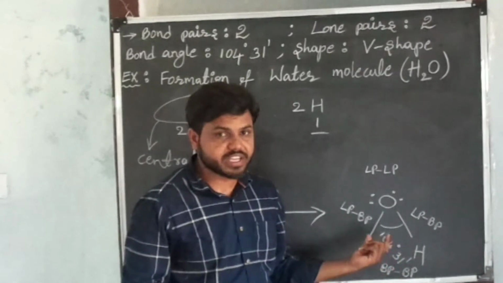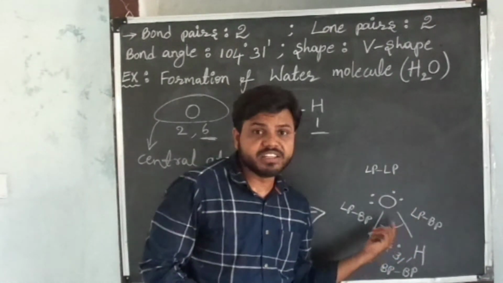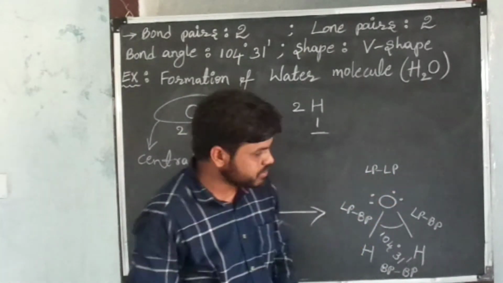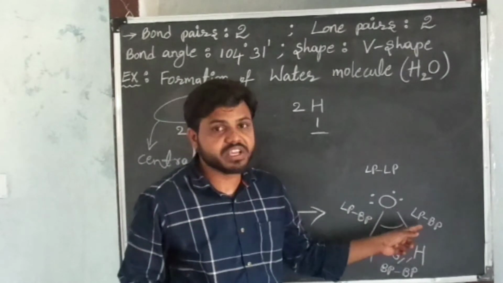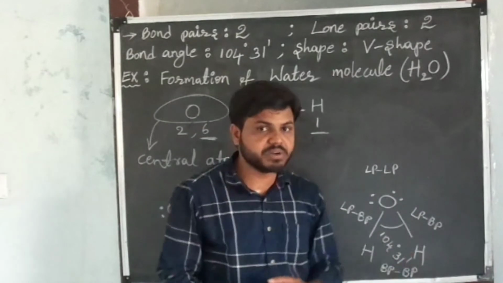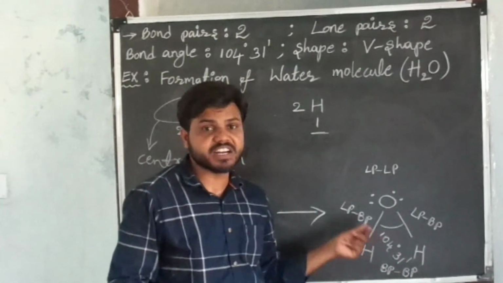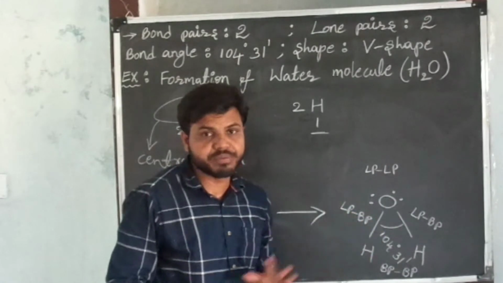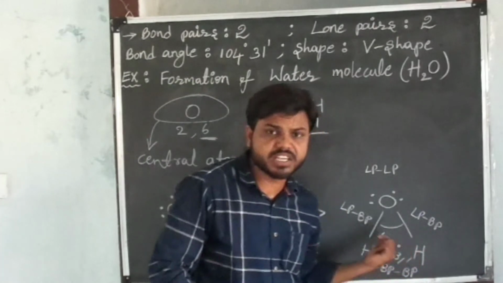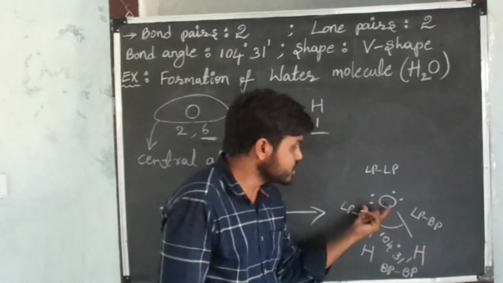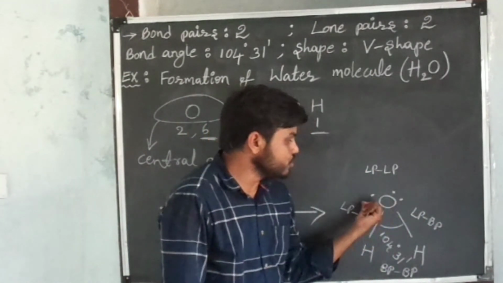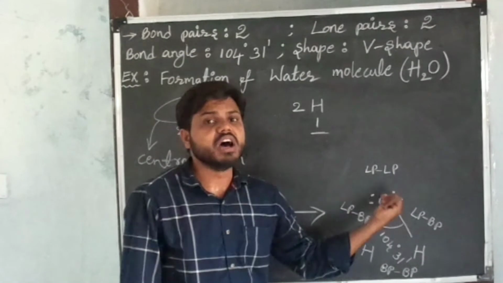By looking at the structure we can say we have three types of repulsions in the molecule. Between these 2 lone pairs we get lone pair repulsion, between lone pair and bond pair we get lone pair bond pair repulsion, and between these 2 bond pair electrons we get bond pair repulsion. Lone pair repulsion is more than lone pair bond pair repulsion and bond pair repulsion. That's why these 2 lone pairs occupy more space around the central atom, the oxygen.